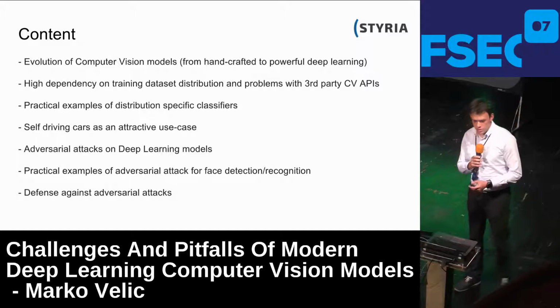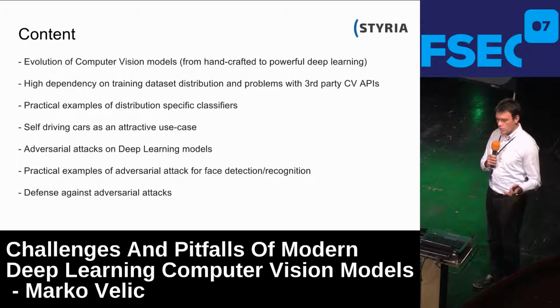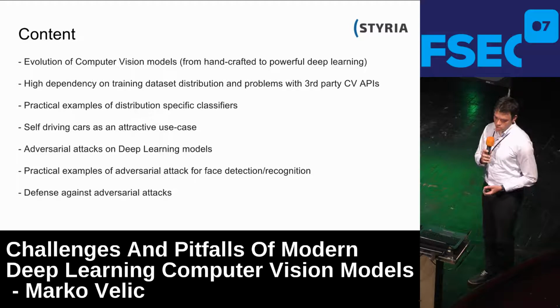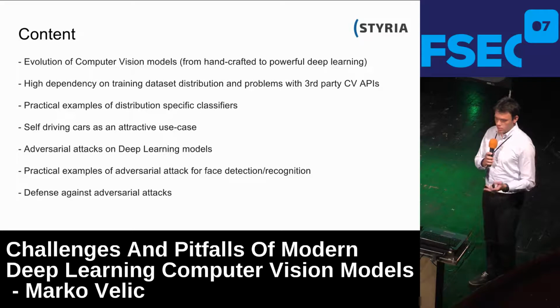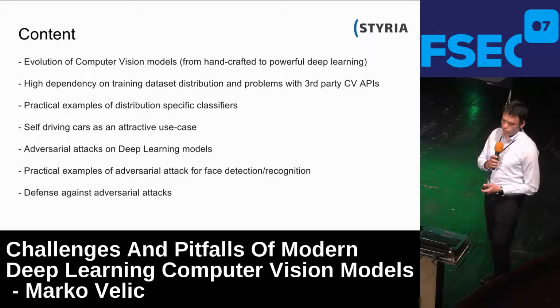So we gave a brief overview of how these models evolved. We described how they depend heavily on the training set distribution, which then translates to all these problems that we heard later. We took a look at self-driving cars as an attractive example of this. And we showed some practical examples of adversarial attacks for face detection, gender recognition, actually. Then just briefly we talked about the defense strategies, how to defend yourself against these attacks.